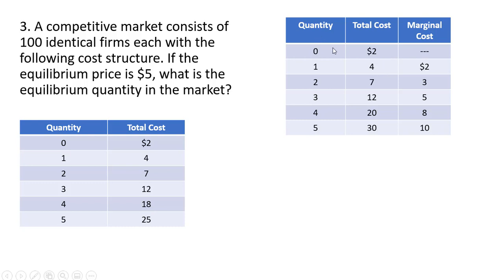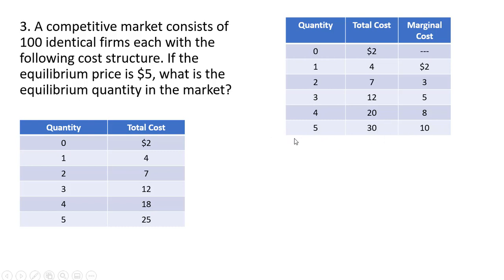unit of output. When we go from 0 to 1 units of output, total cost increases from 2 to 4, a $2 increase. When we go from 1 to 2 units of output, total cost rises by $3. Going from 4 to 7 is a $3 increase. 7 to 12 is a $5 increase. 12 to 20 is an $8 increase, and so on.